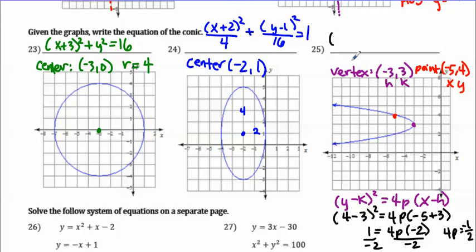Alright, so up here I have y, and it's supposed to be y minus k, so the k value is 3, squared equals, instead of 4p, I put in negative 1/2, that's what I found. And then I have x, and it should be minus negative 3, so that becomes plus 3.